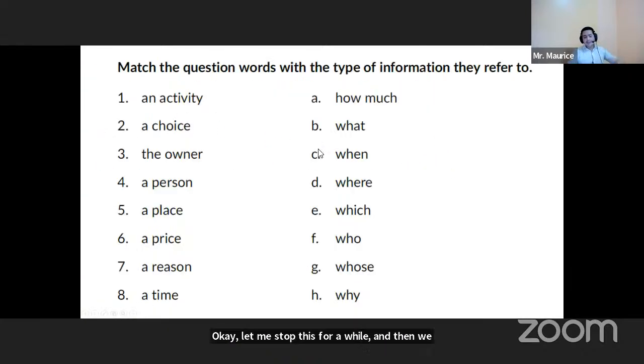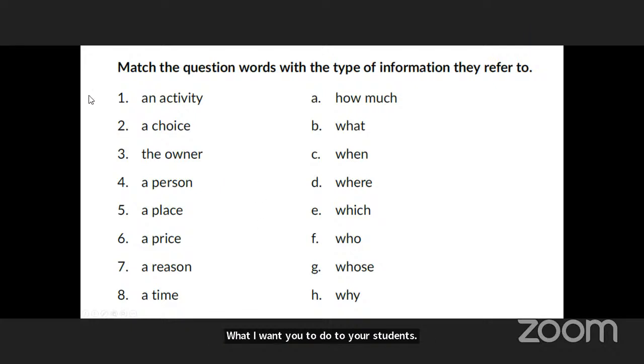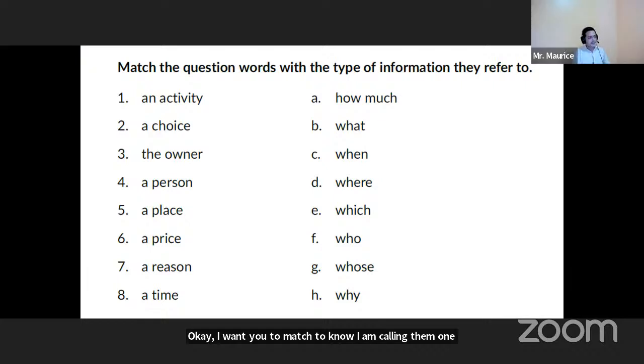Now, let's practice with this one. As you can see, we have two different columns. Tenemos dos columnas. Column number 1 and the column number 2 with the WH question. What I want you to do, dear students, I want you to match them up. Okay, I want you to match them up. Column number 1 and the column number 2. Alright?